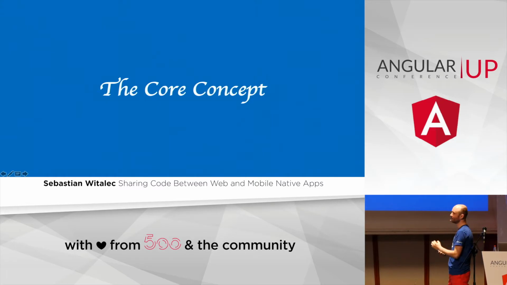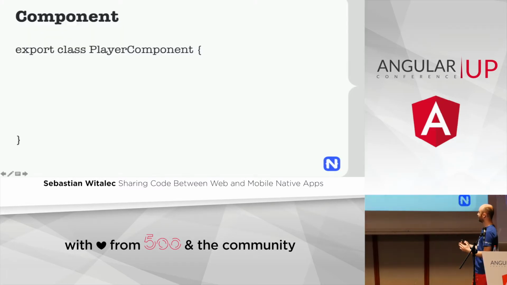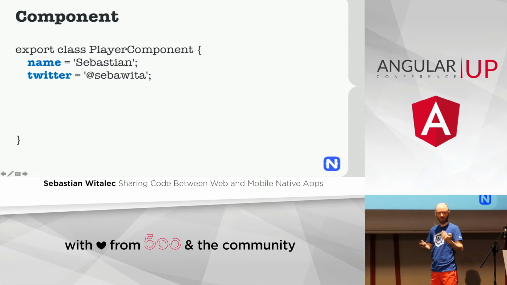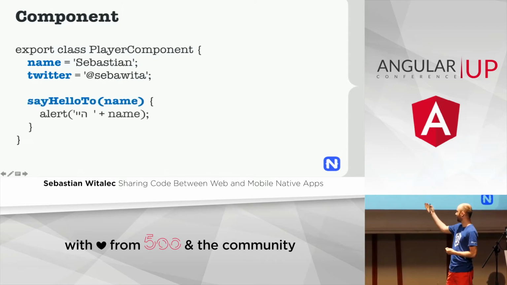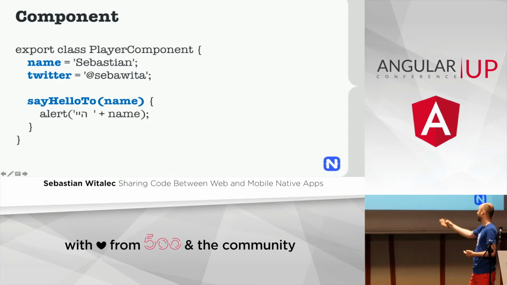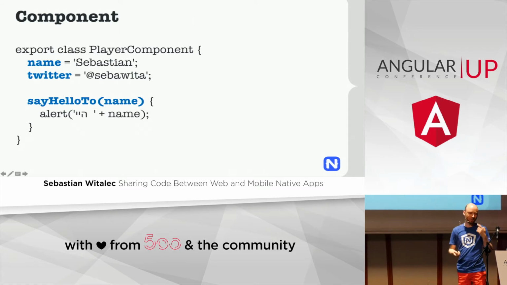I had a whole ton of slides for that, but I really simplified it. The core concept here is like this. We have this, let's say, player component or some sort of component class. In there you have a name, you have a Twitter handle, a couple of properties. You also have a function that says hello, and I can't pronounce it, but some of you probably can. You can pass in the attribute and it will do something.